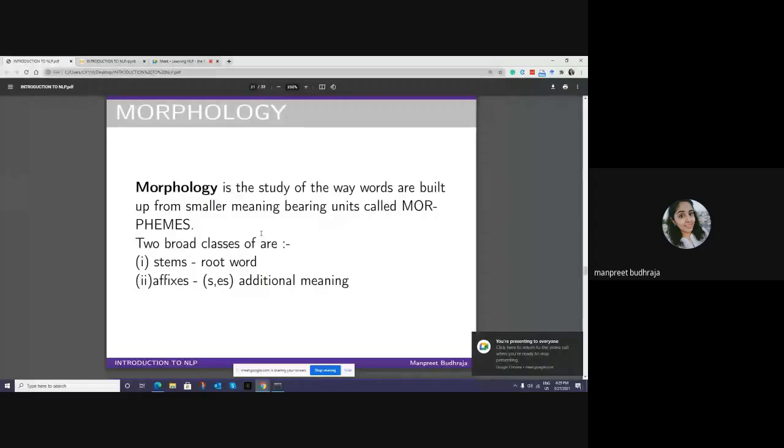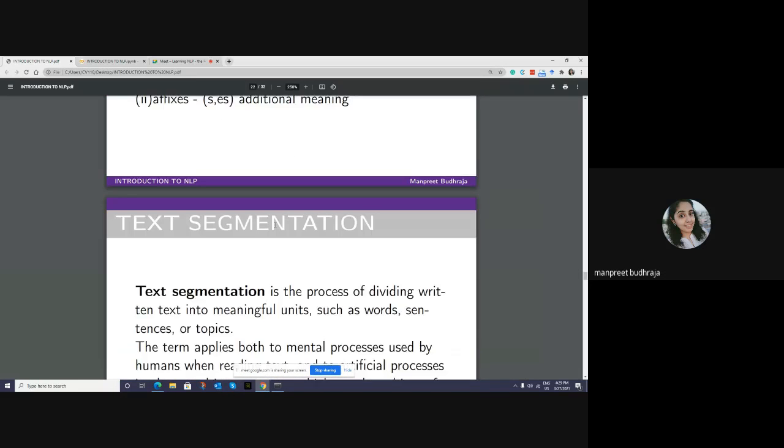Now, moving ahead, morphology is the study of the way words are built up. So if you see that s and es are added to words, like smile, smiles, toy, toys. Or suppose run, running. So you're adding ing to it. So that's why it's changing over here.